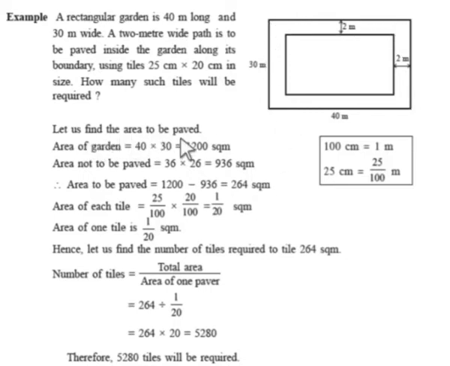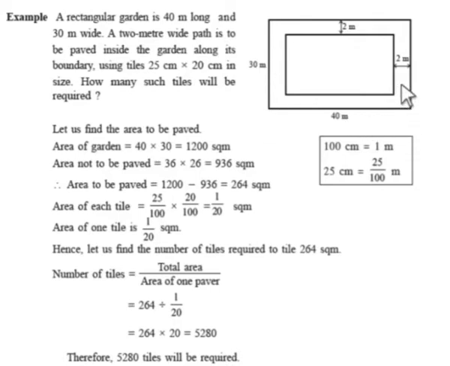Let us find the area to be paved, that is the area of the path. For that, first we will find the area of the garden, that is the outer rectangle. Here area of garden is length into breadth, that is 40 multiplied by 30 is 1200 square meter. Then area not to be paved, that is area of the inner rectangle. Here area of inner rectangle will be, here the length is 40.